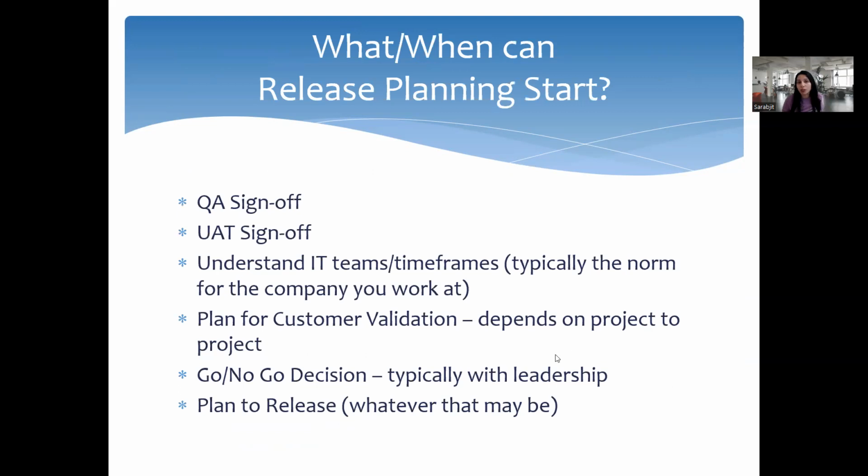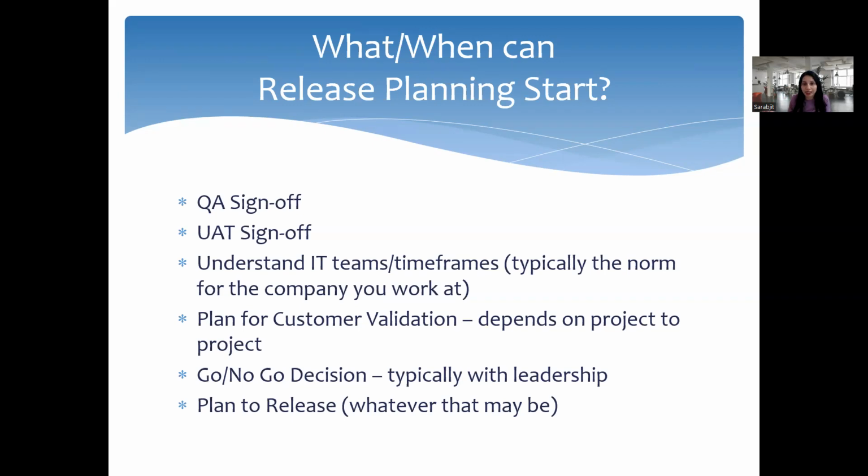So when does release planning start? It starts when we have sign off on QA, when we have sign off on UAT. We can start thinking about release planning when QA has sign off, but generally UAT is the last level of testing that we do before we put anything into production. So generally when we have UAT sign off, we have sign off from our stakeholders to let us know that we're ready to move into production.